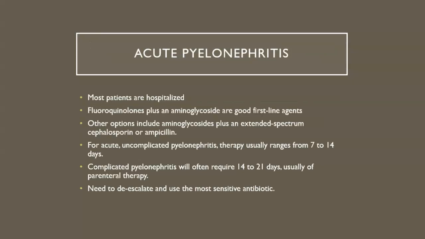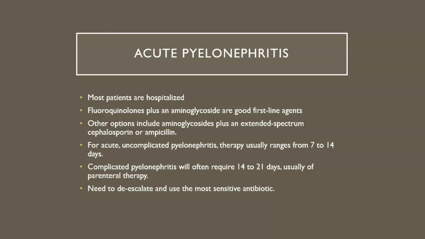Lastly, we'll talk about acute pyelonephritis. Most of these patients do end up being hospitalized because it can progress pretty quickly. Fluoroquinolones plus an aminoglycoside are the good first-line agents. You can also, again, use that Rocephin. And then for acute uncomplicated pyelonephritis, therapy usually ranges anywhere from 7 to 14 days. However, if it's a complicated pyelonephritis, we can even look at 14 to 21 days.